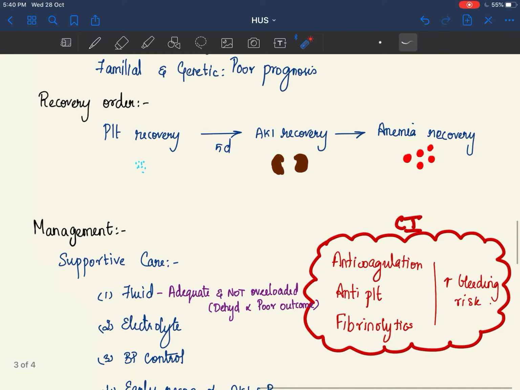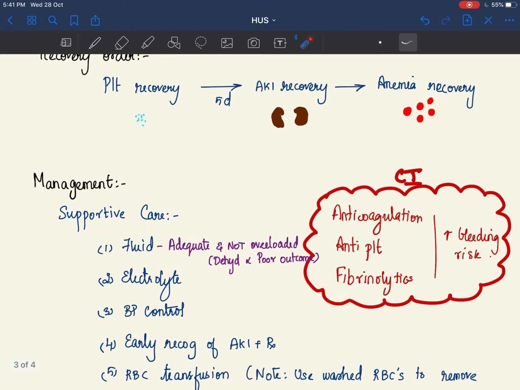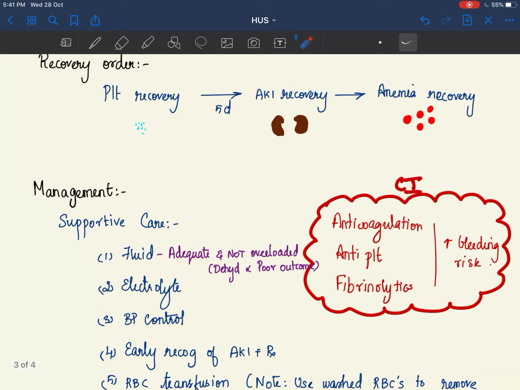How do you know a patient is recovering? You start treatment with supportive or specific treatment. The median time of onset of recovery is 5 to 8 days. First to recover will be your platelets, 5 days later your kidneys will recover, and last will be your anemia. This is again the triad, only in a different order. Platelets, kidneys and anemia: this is the order of recovery.